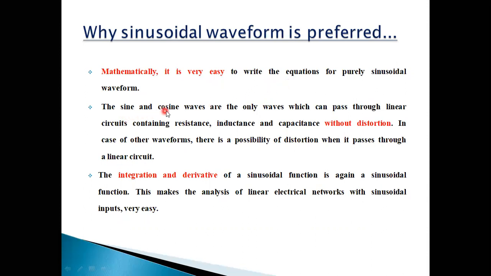If I give sine and cosine waves which pass through a linear circuit having resistance, inductance, and capacitance, there is no distortion in the output. Whereas if I give other waveforms, let it be triangular, trapezoidal, or some other waveforms, there is a chance of harmonics and distortion. That's the main advantage of having sinusoidal waveforms. And the final point is that the integration and derivation of a sinusoidal function is again a sinusoidal. It makes your calculations very easy. That's why I prefer AC, and in AC, I prefer the sinusoidal waveform.